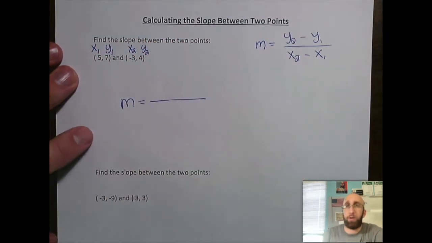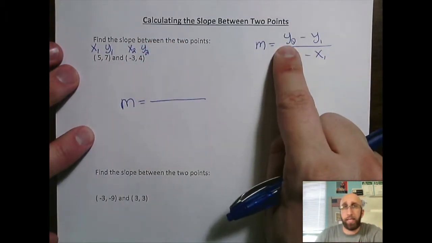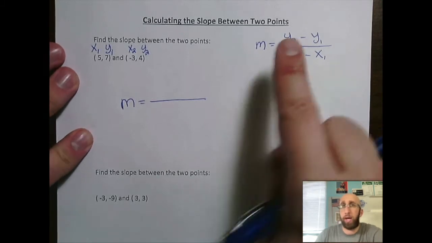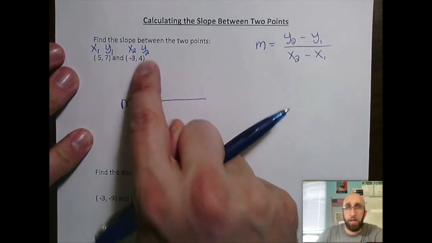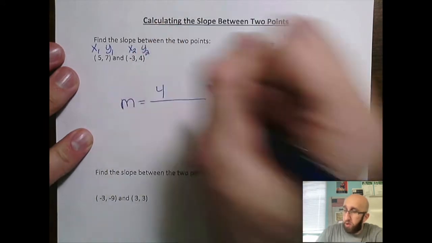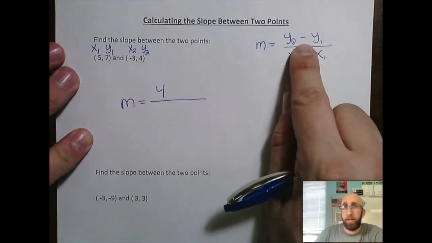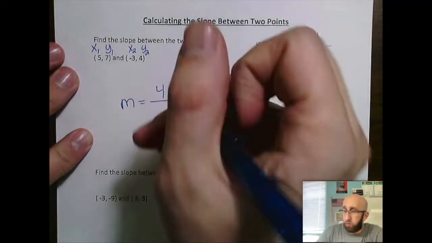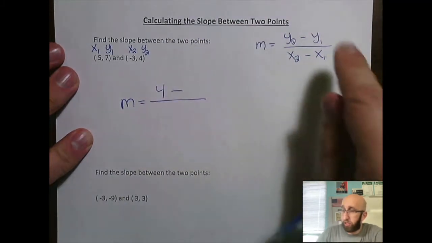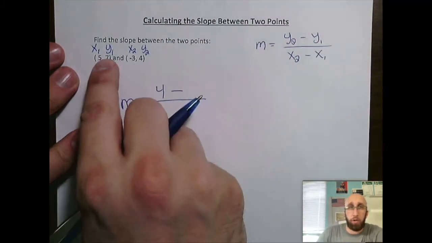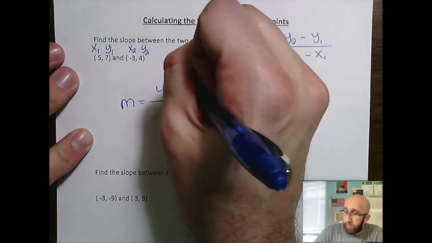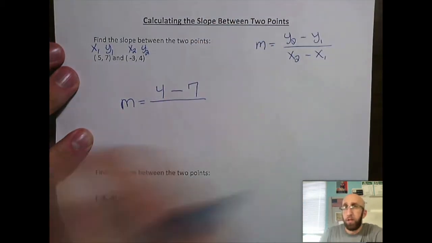So I know m equals, I'm going to start my fraction. The first thing I need is y2. So if I look at what I've labeled, I said y2 is 4. The next thing I need, according to my formula, is a subtraction sign. So there's my subtraction, followed by a y1, which I labeled y1 as 7. Go to the bottom now.